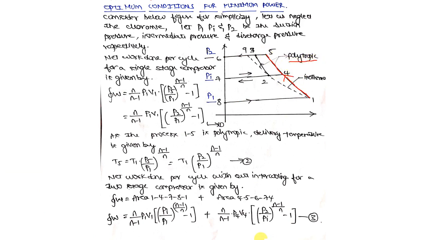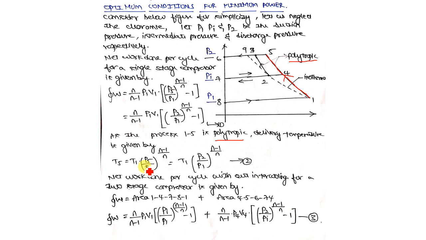For a polytropic process, first remember the PVT conversion equation. The PVT conversion equation for a process states that, if it is 1 to 2, P1 by P2 is equal to V2 by V1 whole to the power of gamma, that is equal to T1 by T2 whole to the power of gamma divided by gamma minus 1. Gamma is for adiabatic, you can change it to n. N is your polytropic index, right? So it is P1 by P2 equal to V2 by V1 whole to the power of n, that is equal to T1 by T2 whole to the power of n divided by n minus 1.